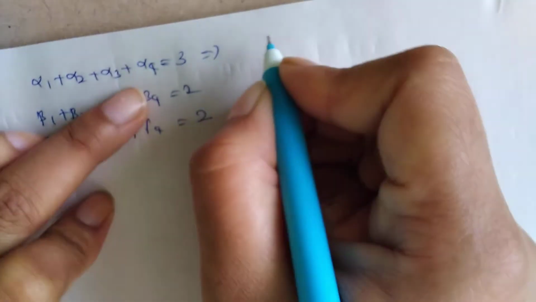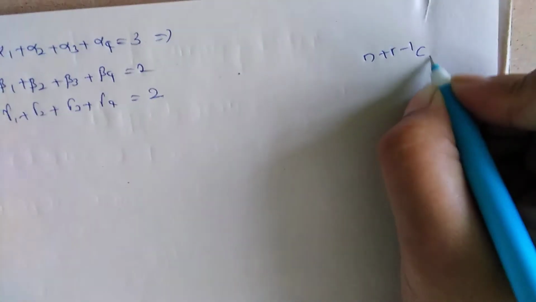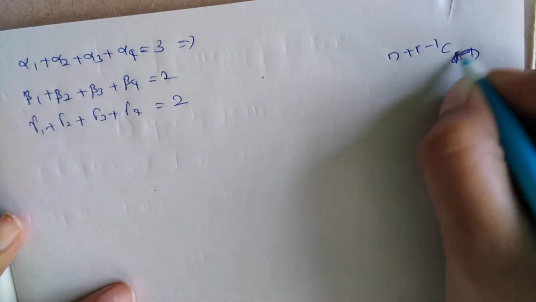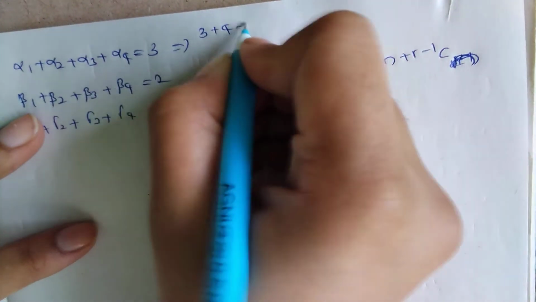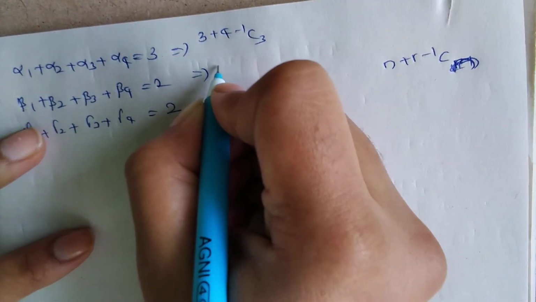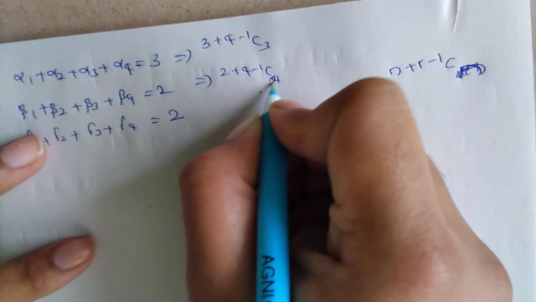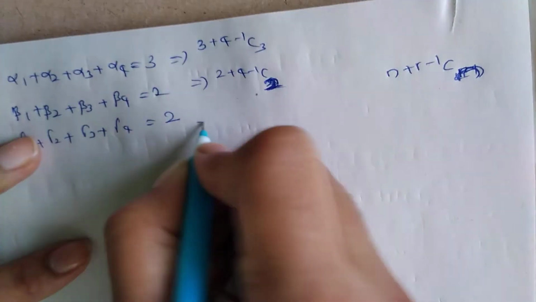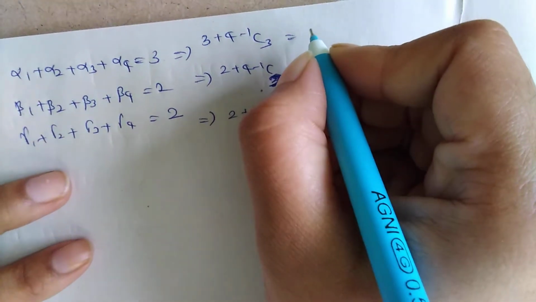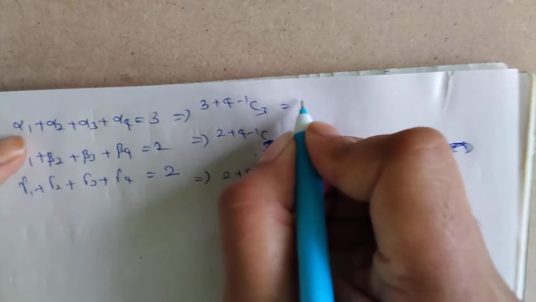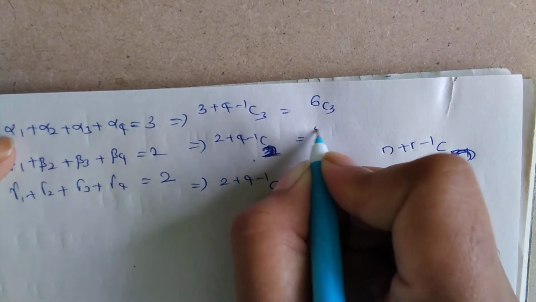So what is the formula now? N plus R minus 1 C R minus 1, or N. So what can you write this as? 3 plus 4 minus 1 C3, 2 plus 4 minus 1 C2, sorry, 2 plus 4 minus 1 C2. What is this value? 6C3, 5C2.